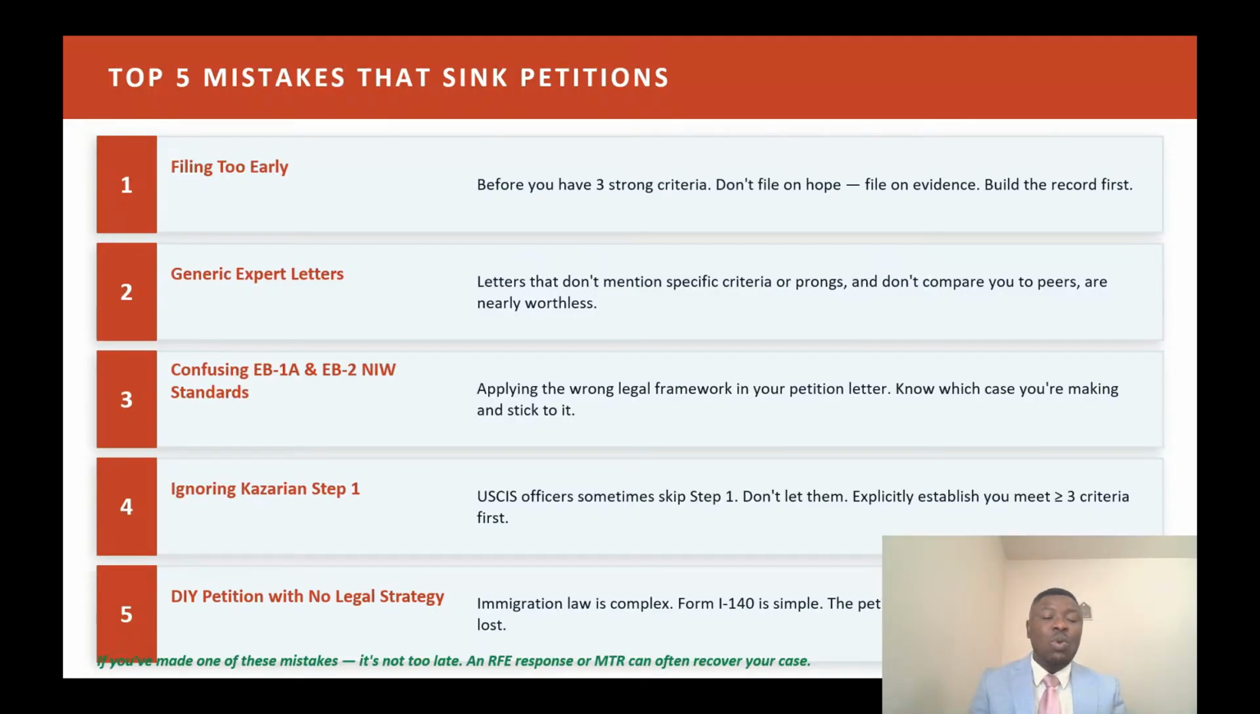Number five, DIY petition with no legal strategy. Immigration law is complex. Form I-140 is simple. The petition letter is where cases are won or lost. If you have made one of these mistakes, it is not too late. An RFE response or MTR can often recover your case.